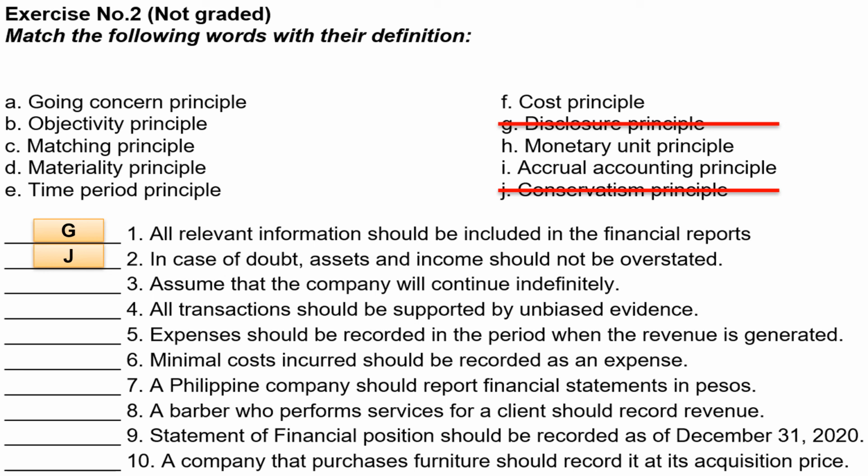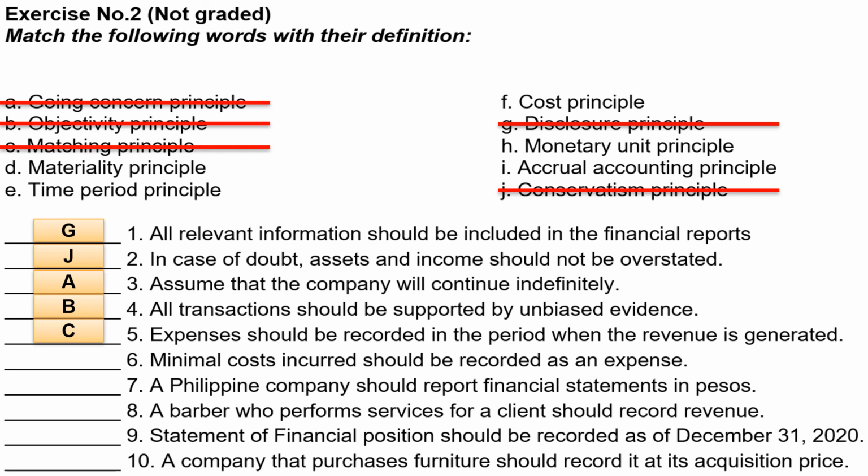Next, number 3. Assume that the company will continue indefinitely. So when we hear the word indefinitely, so that's going concern principle. Okay, number 4. All transactions should be supported by unbiased evidence. So, alin dito yung principle na dapat lahat ng transaction natin ay meron tayong supporting evidence. So, that's Objectivity Principle, letter B. Okay, so next is number 5. Expenses should be recorded in the period when the revenue is generated. So, dapat, kung kailan mo na-generate yung revenue, dun mo din ibabangga yung expenses. So, what's that? So, that's matching principle. Letter C.